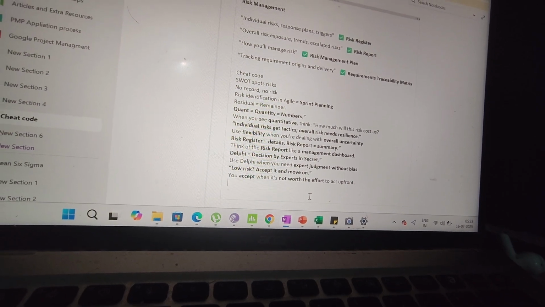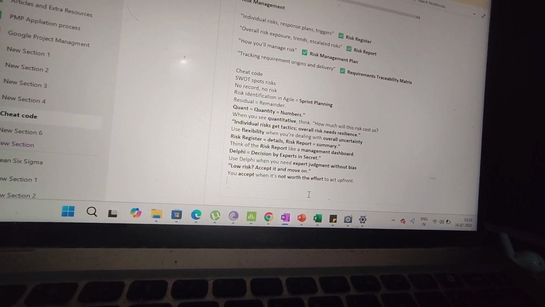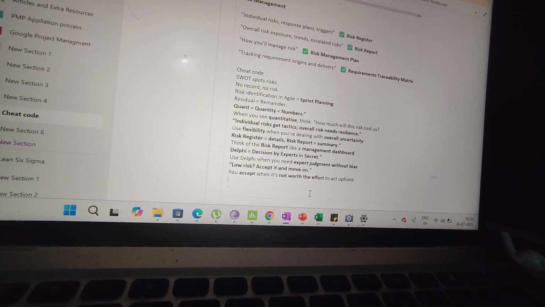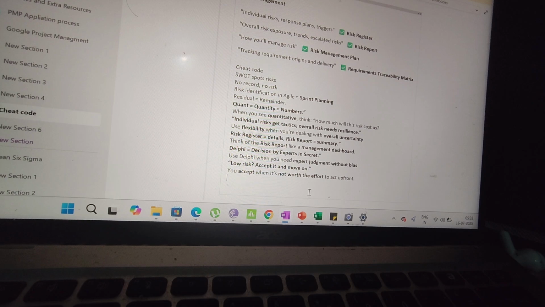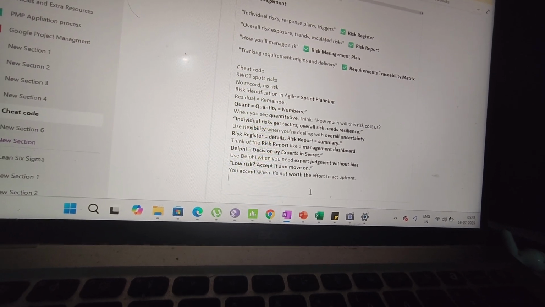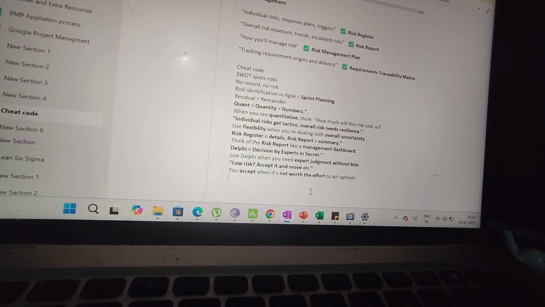So what I decided, I tried to create a cheat sheet for myself, which is helping me to learn the specific process of risk management for the Project Management Professional exam, which is conducted by the PMI. Now, how I describe it and how I'm learning it, let me tell you that.